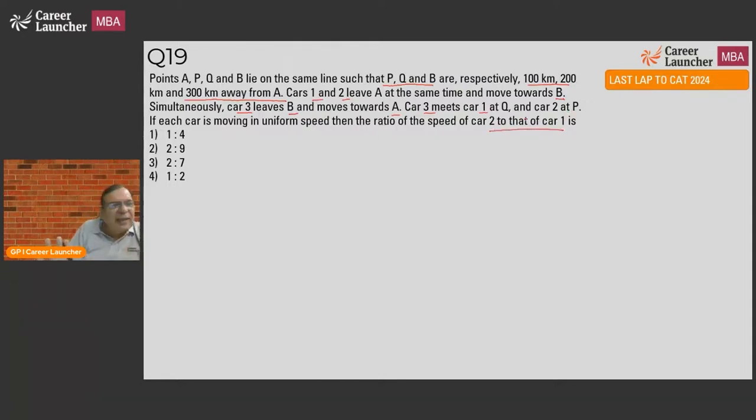I'll draw the figure, then I'll decide. I'm not clear about the question, but I think I can do it. So I'll still draw the figure and then decide. So we have A. Then P is 100 kilometers after A. Q is another 100 kilometers after that, and B is another 100 kilometers after Q.